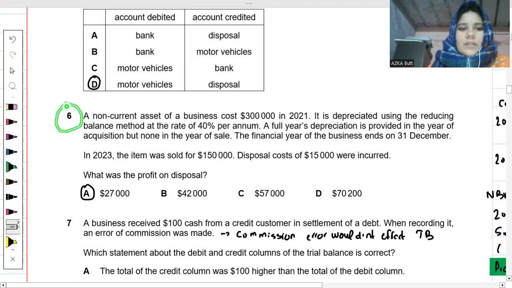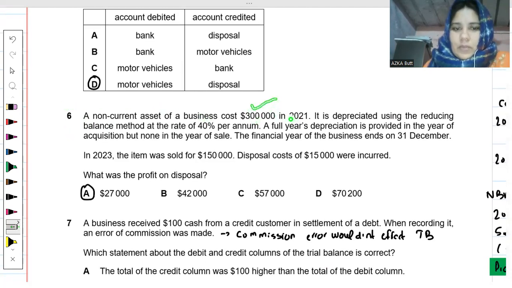Okay, so in question number 6, a non-current asset of a business cost 300,000 in 2021. It is depreciated using the reducing balance method at the rate of 40%. A full year depreciation is provided in the year of acquisition, but none in the year of sale. The financial year of the business ends on 31st December. In 2023, the item was sold for $150,000. Disposal cost was $15,000. What was the profit on disposal?